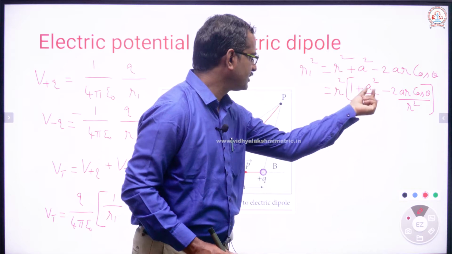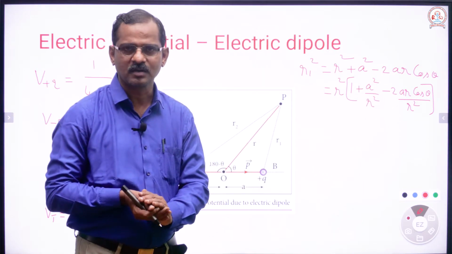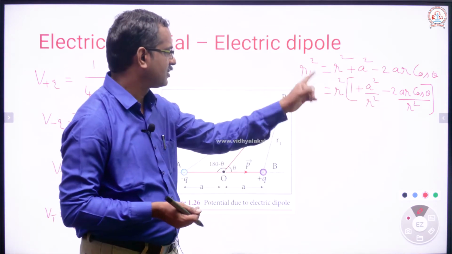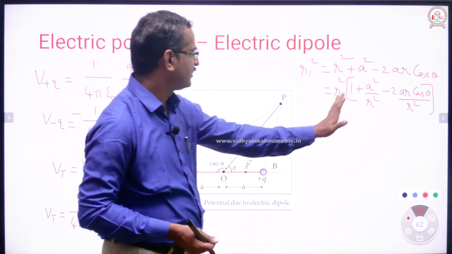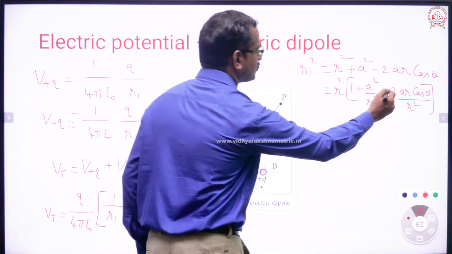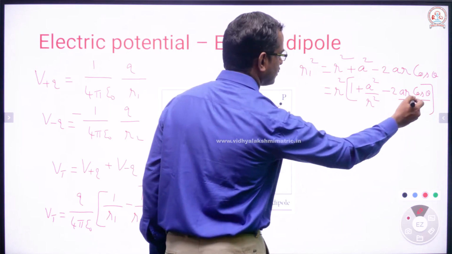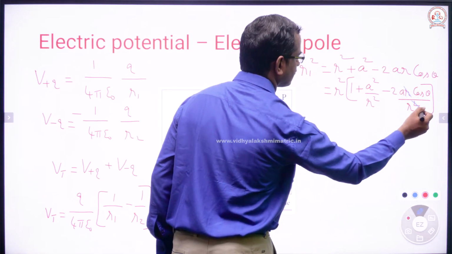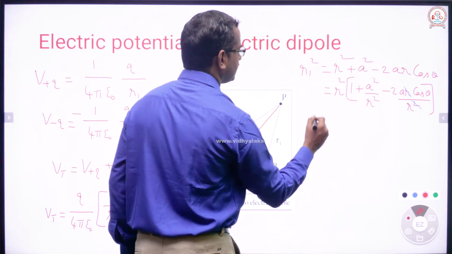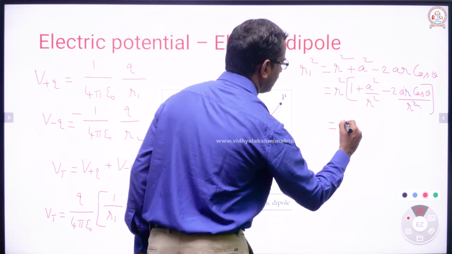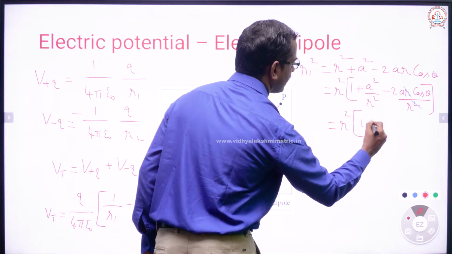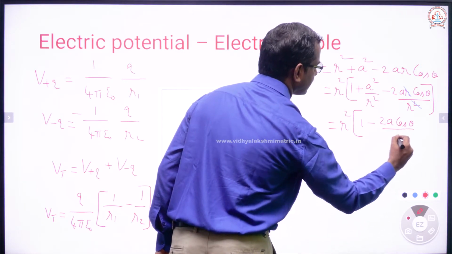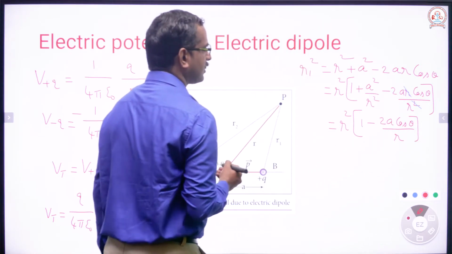We are neglecting this a square by r square because its value will be very small, since a is very small. For calculation convenience, we just omit that. We have minus 2ar cos theta by r square. Here you see that r gets cancelled, r is here and r square is here. Then we get r1 square is equal to r square into 1 minus 2a cos theta divided by r.